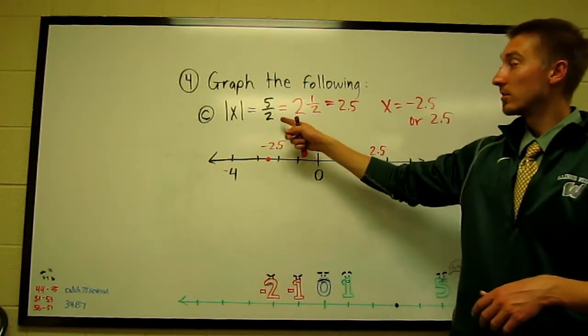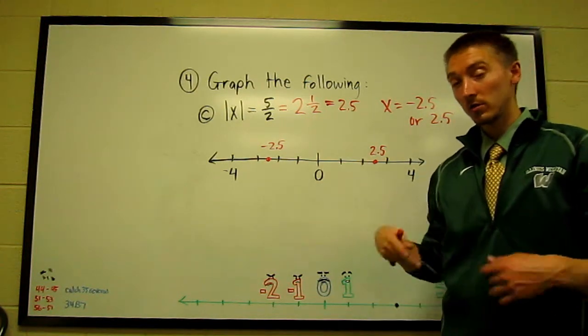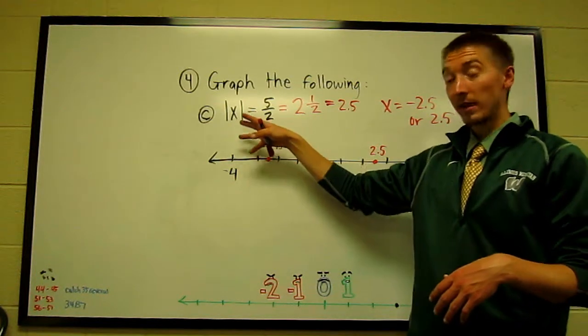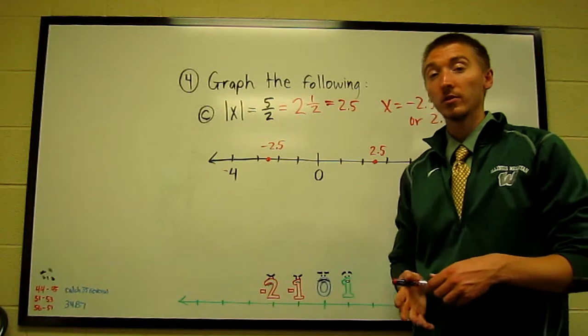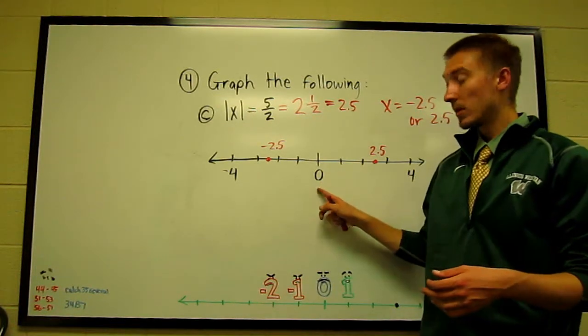So we can deal with fractions, we can deal with decimals, we can deal with whole numbers, we can deal with negative numbers, positive numbers. All of those things we can take the absolute value of. We're just finding the distance from 0.